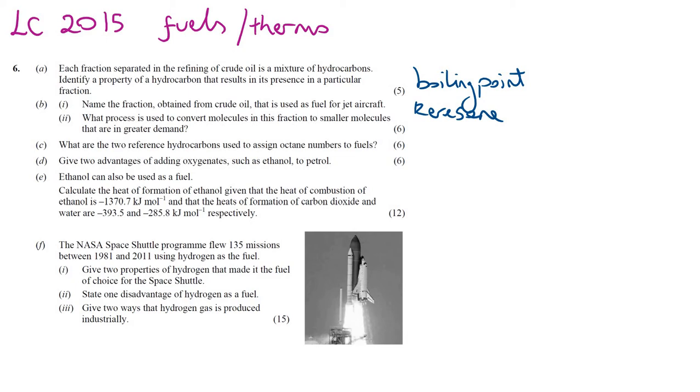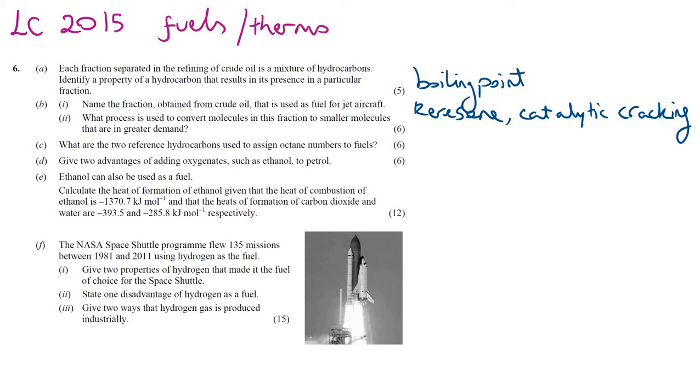What process is used to convert molecules in this fraction to smaller molecules that are in greater demand? That process is called cracking or catalytic cracking. We've answered that a few times. It's where a catalyst and heat are used to take a longer chain molecule and break it up into smaller molecules, which obviously are in more demand. Usually we can create an alkene and an alkane from that, and from the alkene we can make various products that could be quite useful, like polymers and things like that.